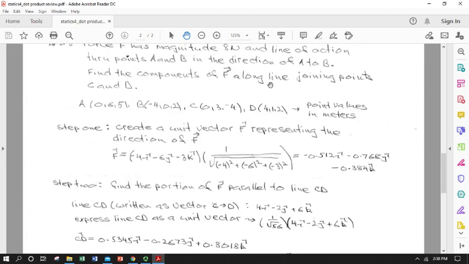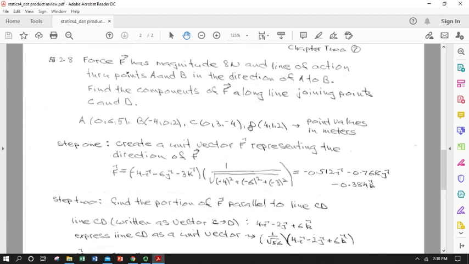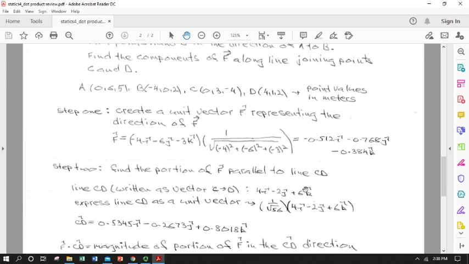So we start by making a line. I wrote it as D minus C. So 4 minus 0 in the I hat, 1 minus 3 or -2 in the J hat, 2 minus -4 would be 6 in the K hat. And that's what we have here. Okay, so we'll divide out its length, which is the square root of 16 plus 4 plus 36. And I just wrote it as a product. So this is my direction of interest.